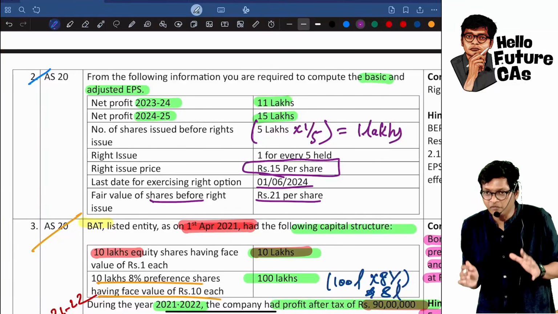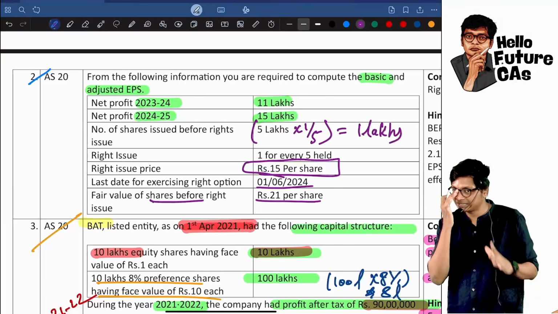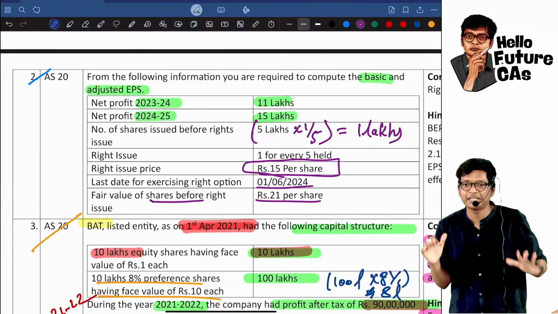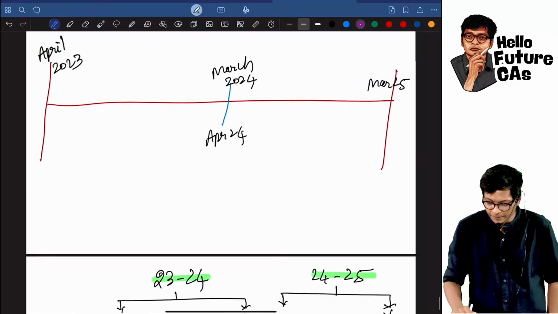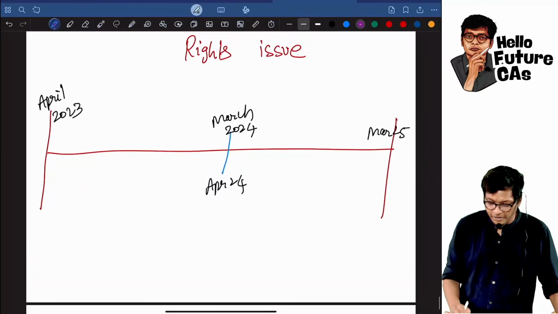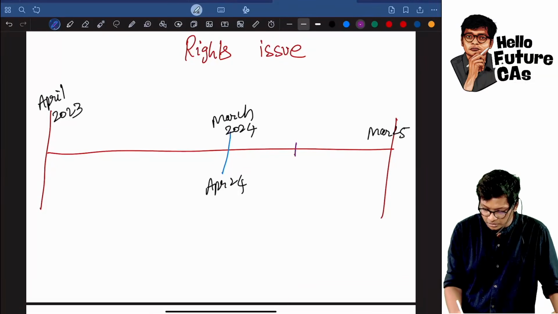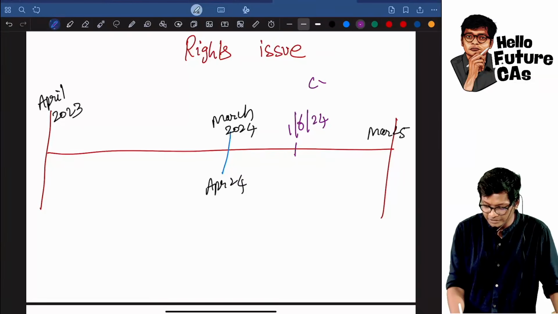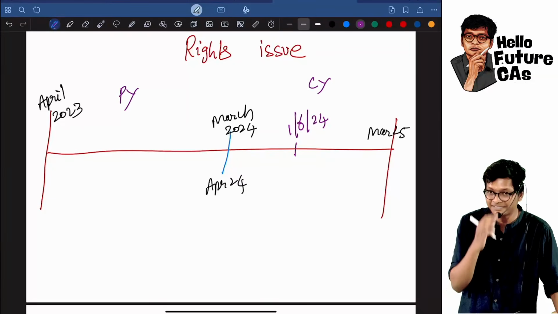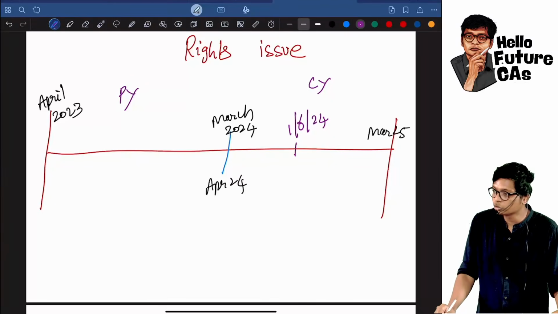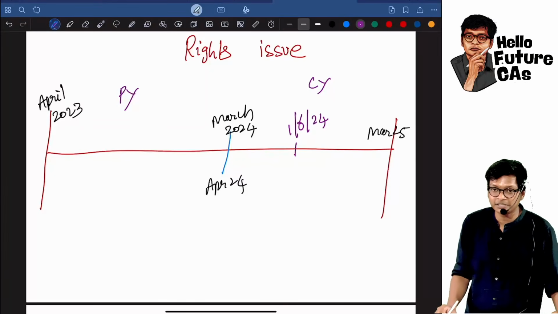All questions on rights, we are going to get the same data, guys. Same data, only numbers and dates will change. Let me put this into our timeline over here. When are they doing the rights issue, guys? 1st June 24. This is my current year, and this is my previous year, correct? So 1st June 2024 is when the rights issue is happening.